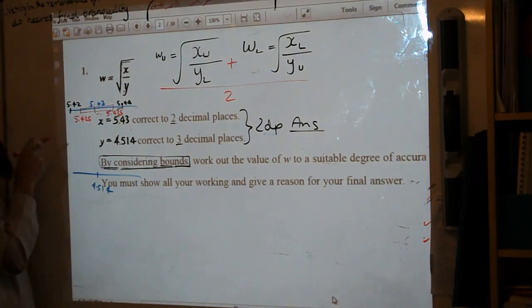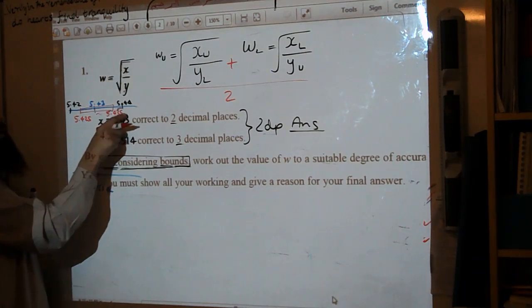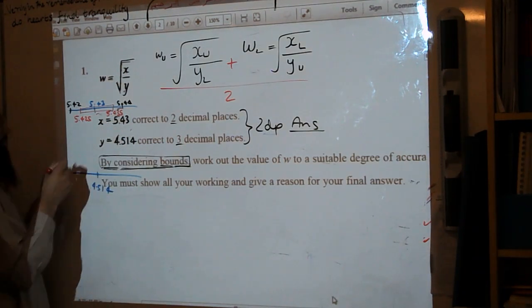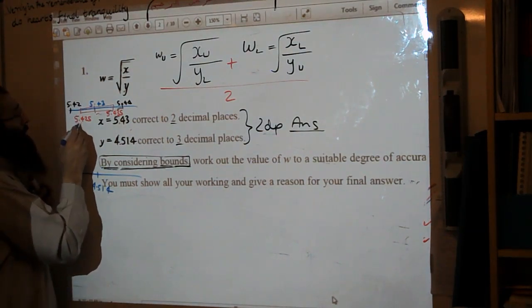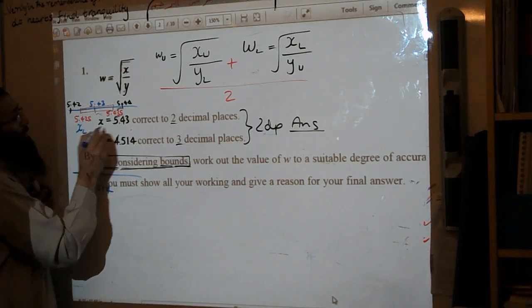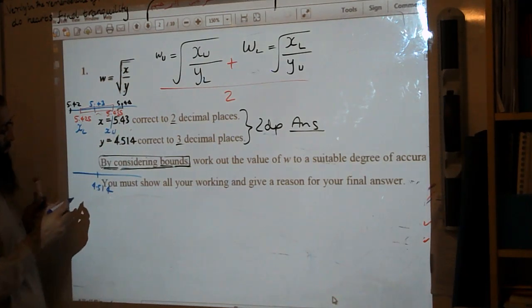So far we've already got now x. This is now going to be x lower bound and x upper bound. Okay, so let's turn a different color. Right, here we go.